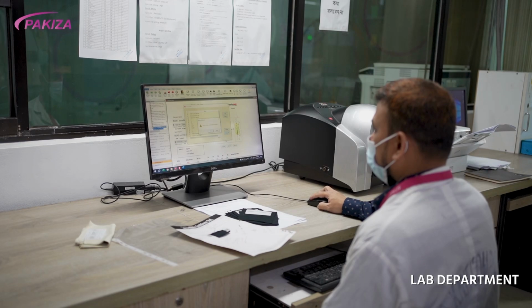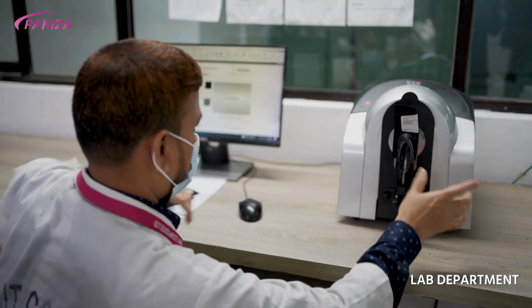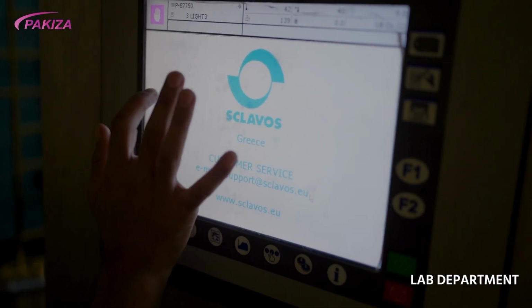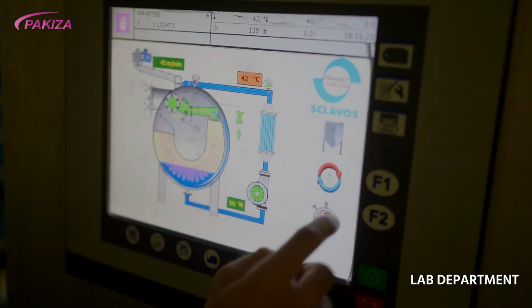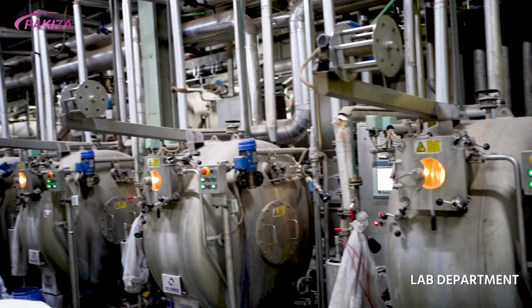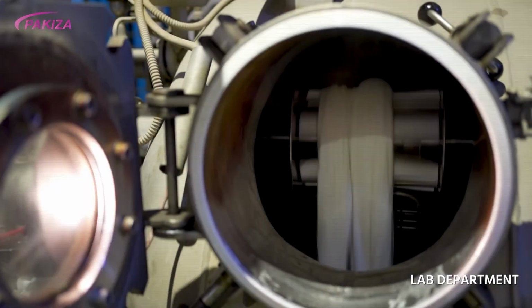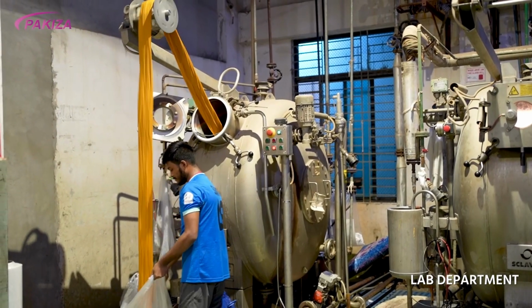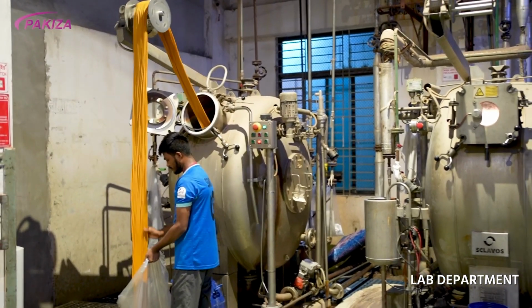If shade is not okay, then we adjust the recipe using spectrophotometer. When shade is okay, then the recipe is sent to dyeing floor for bulk dyeing. Then, in the dyeing floor, a small quantity of sample fabric is dyed and finished.